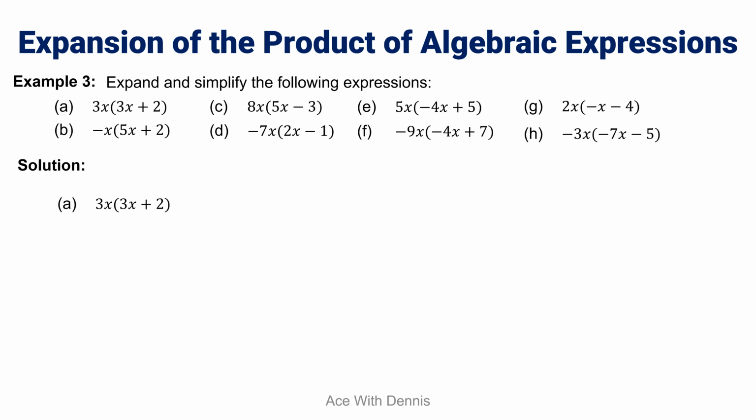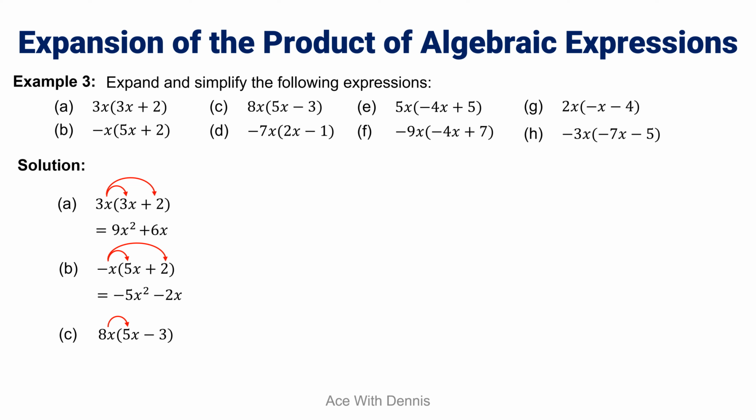Here is the solution. For A, 3x times 3x plus 2, we expand the bracket. 3x times 3x, we get 9x squared, and 3x times 2, we get plus 6x. For B, negative x times 5x plus 2, when I expand the bracket, we have negative x times 5x, we get negative 5x squared, and negative x times 2, we get negative 2x. For C, 8x times 5x minus 3. When I expand 8x times 5x, we get 40x squared. 8x times negative 3, we get minus 24x.